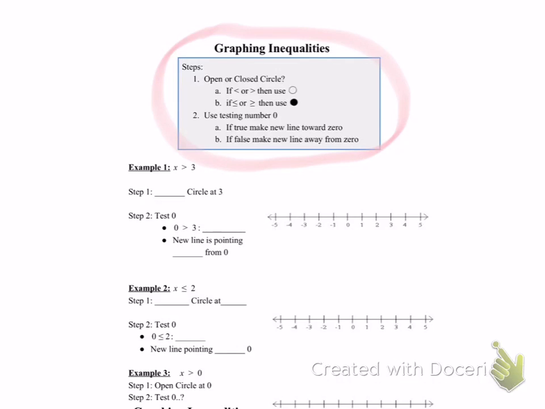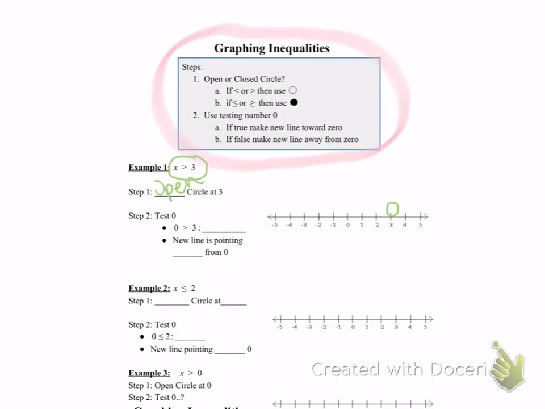So remember, our first step, as I said, was to figure out if it is an open or a closed circle. As we can see for this inequality, it does not have the equal to sign under it, so it's going to be an open circle at 3. So I'm going to go over here on my graph and draw a nice open circle.